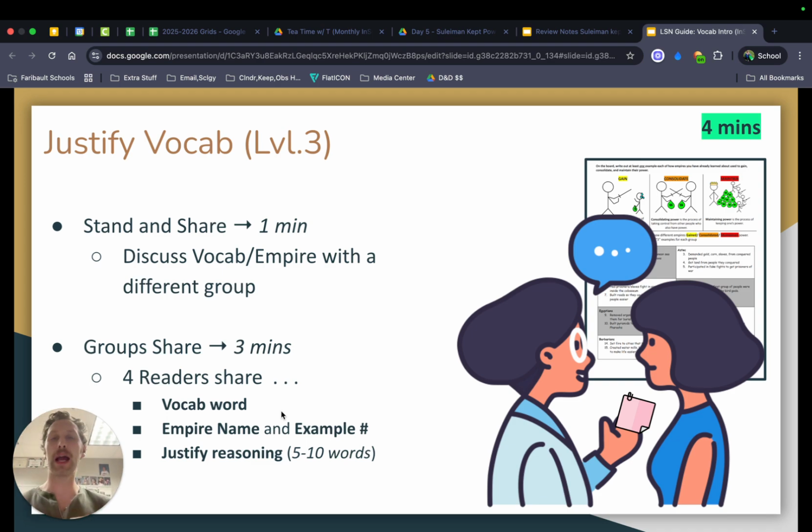I would highly caution you against that because this is one last time where they get to reinforce this content. So what you could do is have one of the speakers who's maybe more nervous just read the vocabulary word, the umpire's name, and the example number. Easy, no critical thinking involved in that. But then the other speaker, speaker number 2, could do the justifying of the reasoning.